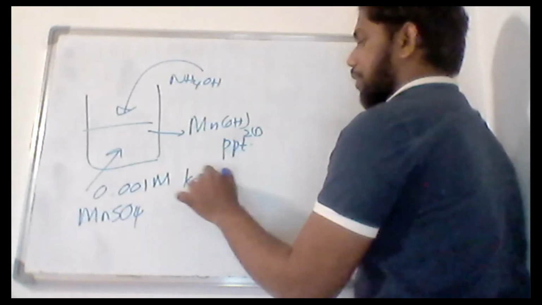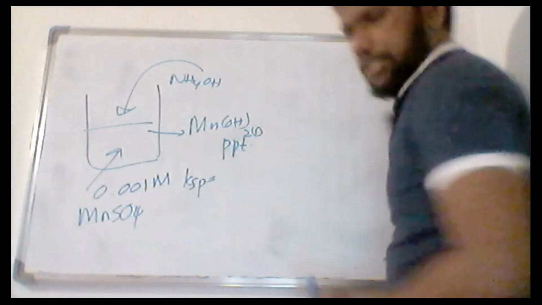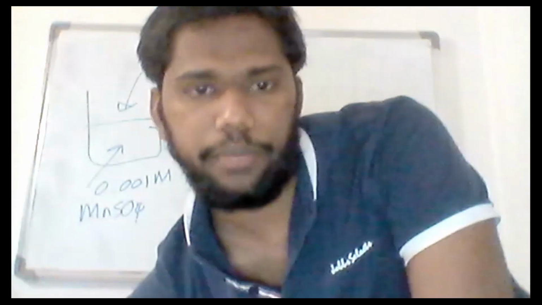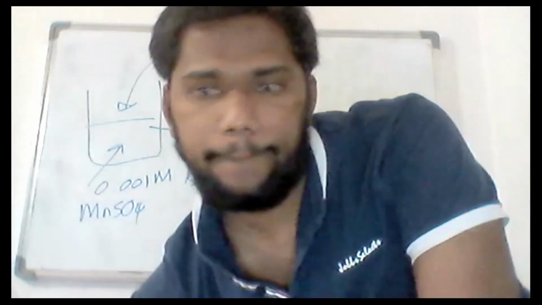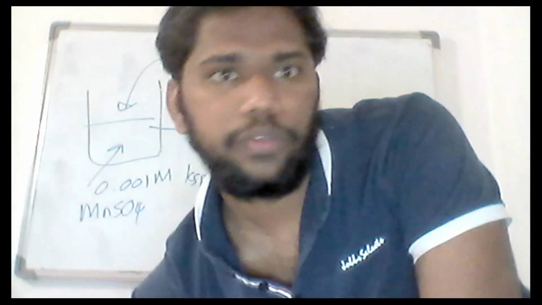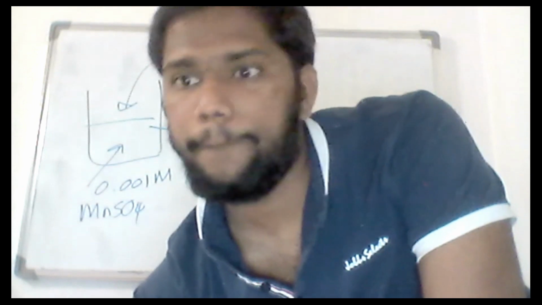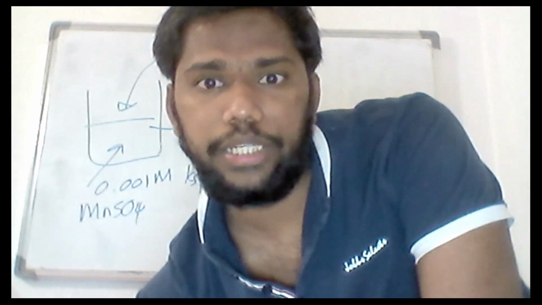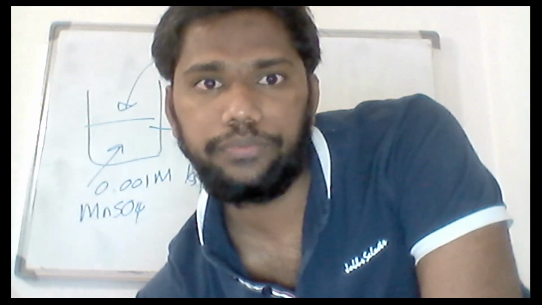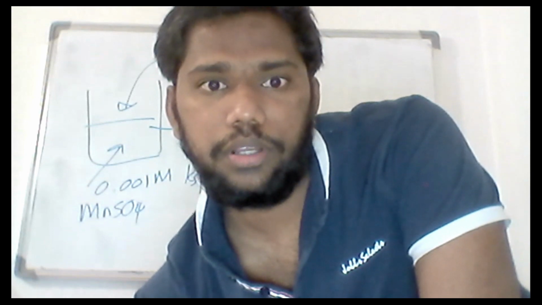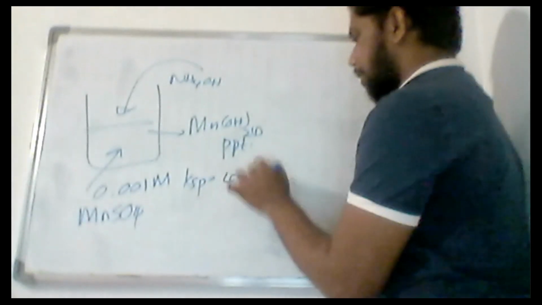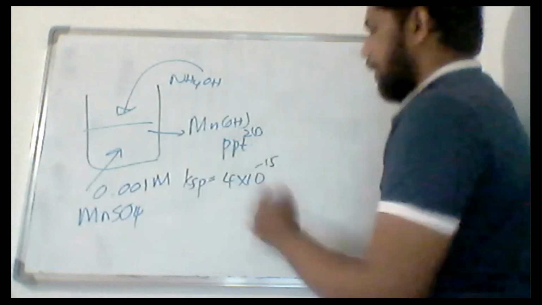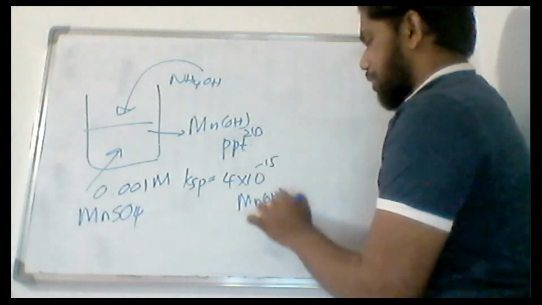And we know the manganese hydroxide Ksp, which we already found. I think I have to check now, I don't remember this. I will quickly check the Ksp value which I calculated just before. Yeah, 4 into 10 to the power minus 15. That is what we obtained, right? 4 into 10 to the power minus 15. So this is the Ksp of Mn(OH)2.